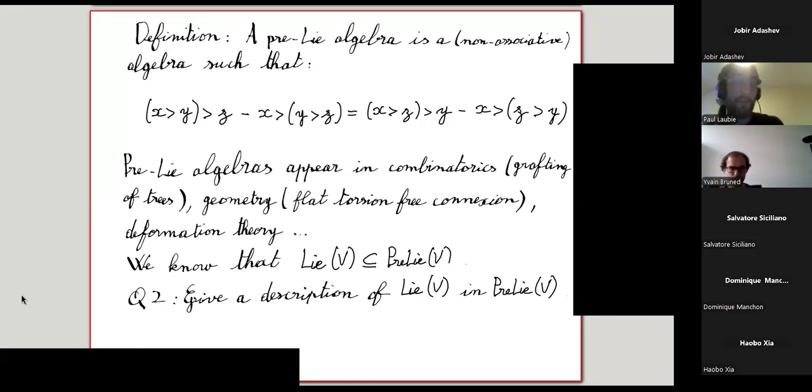And they also appear in a lot of mathematical domain. So it appears in combinatorics by grafting trees, in geometry with flat torsion-free connection on a smooth manifold. It also appears in deformation theory, especially in deformation theory of operads. And we also know that the free algebra live inside the free pre-algebra. So a second question we could ask is to give a description of the free algebra inside the free pre-algebra.